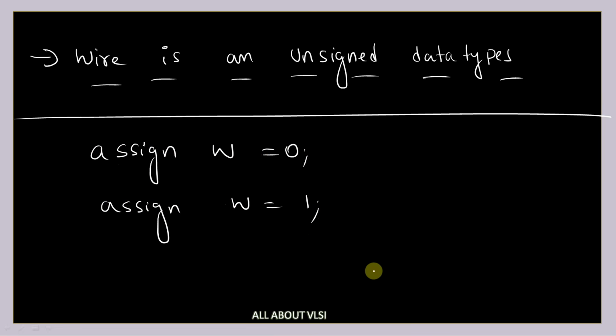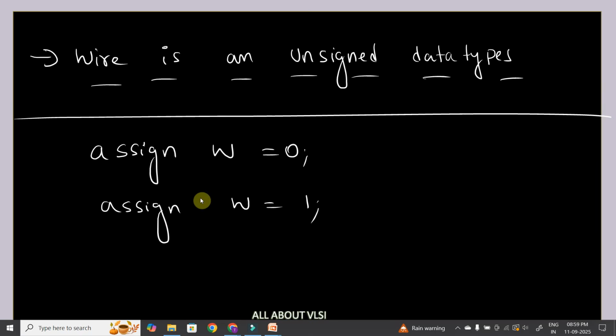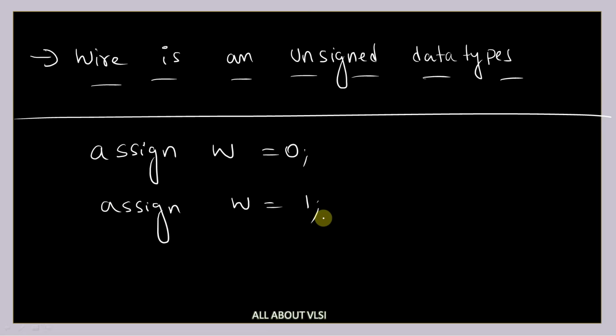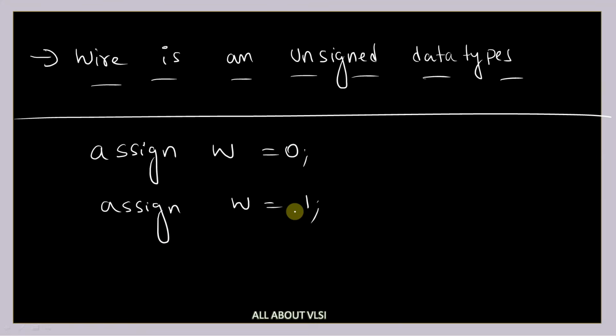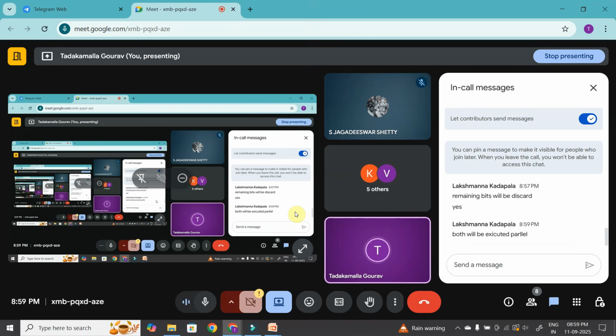Now can anyone tell me which statement will be executed first, the first one or the second statement? If I write assign W is equal to 0 and assign W is equal to 1, then which statement is going to be executed first, the first statement or the second statement? Remaining people, any idea?